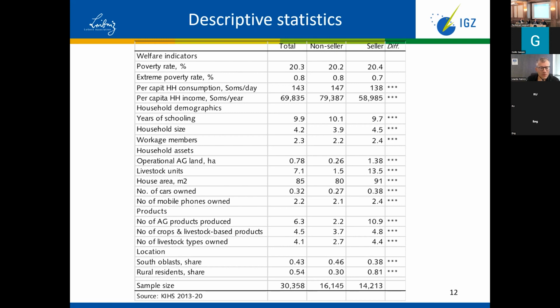Not sure whether I should comment too much, but for example, operational land is definitely larger for those who sell. Livestock units are higher. More or less, these productive assets seem to be on a higher side for those who sell. And if those households who sell have larger or more items, yeah, they produce more crops, they have more varieties of livestock products and livestock as well. So anyway, they do this agricultural activity more or less professionally.